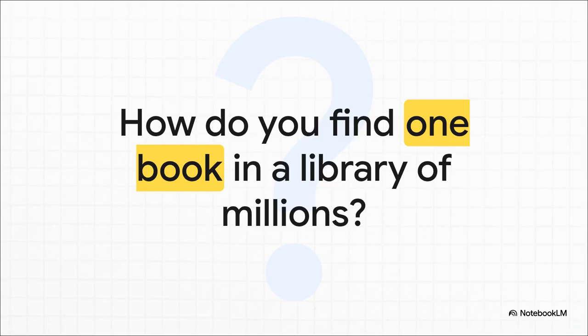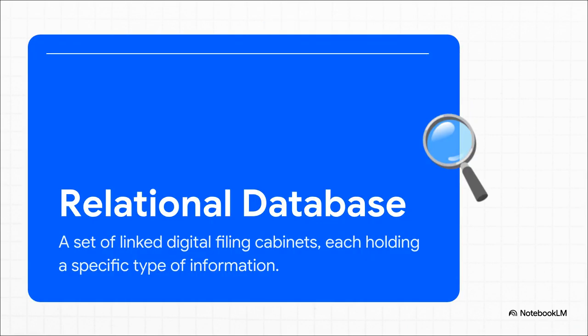Picture this, a library with millions of books. How in the world do you find the one you're looking for? I mean, you don't just wander around hoping for the best, right? You use a system, a catalog. Well, in the digital world, that system is way more powerful, and it all comes down to how the information is organized. The secret, really, is something called a relational database.